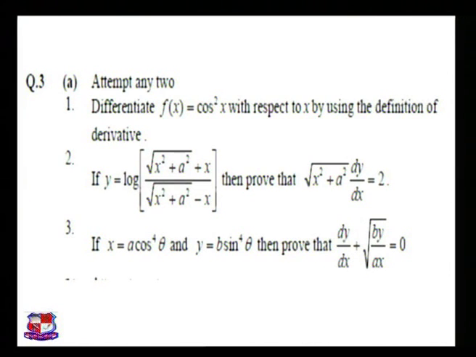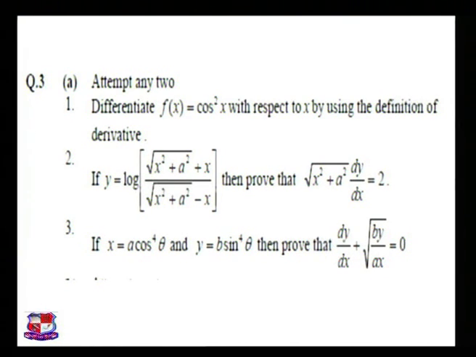Let us move to the second question, in which we need to find: if y is equal to log of root x square plus a square plus x upon root x square plus a square minus x, then we need to prove that root x square plus a square into dy by dx is equal to 2.